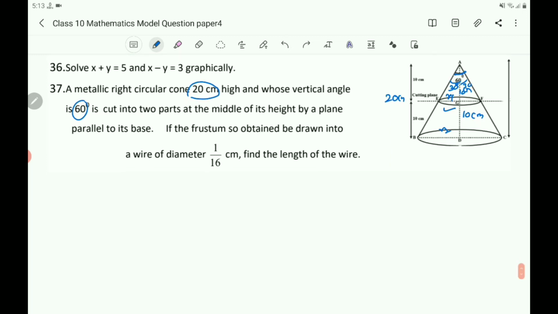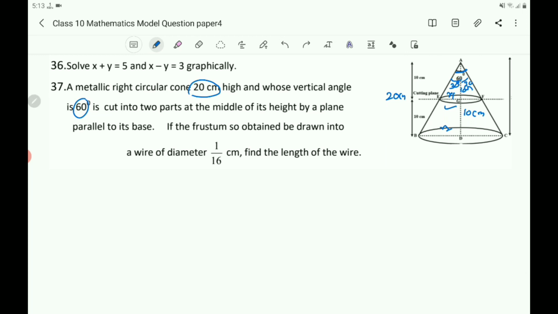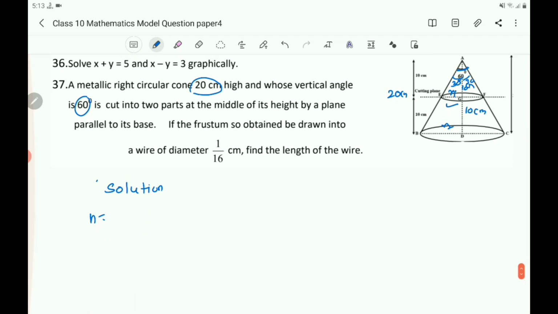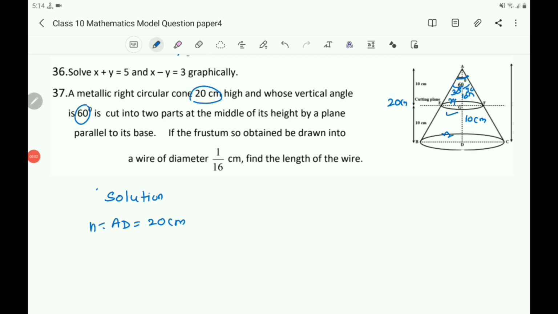Now you take here what is given, height. Solution: H equals AD equals 20 centimeter, and it is A, B, C, D, E, F. So let us take this as G. So you take AG. AG is equal to 10 centimeter.